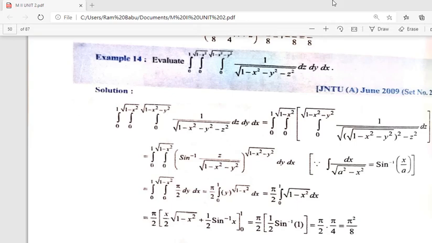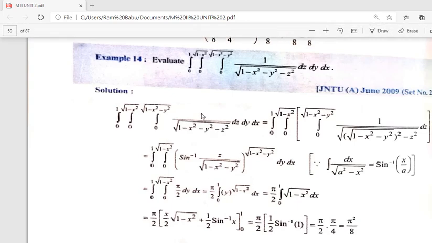Okay, now we can write down this denominator in the root of a square minus x square form, that is 1 by root over, we can write this function 1 minus x square minus y square as the root of the inner root of 1 minus x square minus y square, whole square. That is 1 by root of 1 minus x square minus y square whole square minus z square.